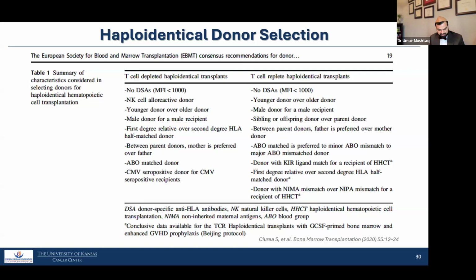So in terms of haploidentical donor selection, as I said, no DSAs, with different ways to define that threshold for DSAs. About 1,000 is defined, this is from the EBMT handbook. We institutionally defined it at 2,000. And again, the same factors: young male donor, siblings or offspring, ABO matched, and first-degree relative. And then there is some data about NIMA versus NIPA, like maternal lineage or paternal lineage mismatches.